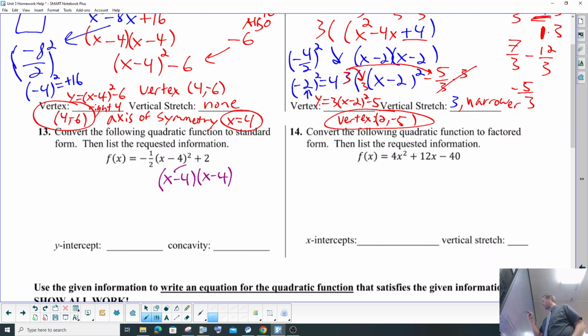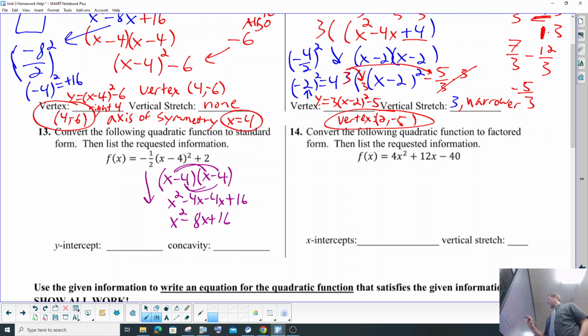PEMDAS, parentheses first. So x times x is x squared. We get a negative 4x and another negative 4x. And the negative times the negative is a positive 16. Pause me, you should be trying this on your own. Pause me, try it on your own. That's how you're going to do it on the final. You got to be able to do it yourself. Okay, so we have x squared minus 8x plus 16, good.